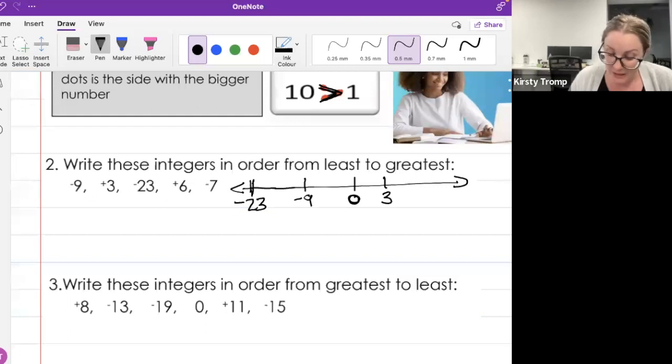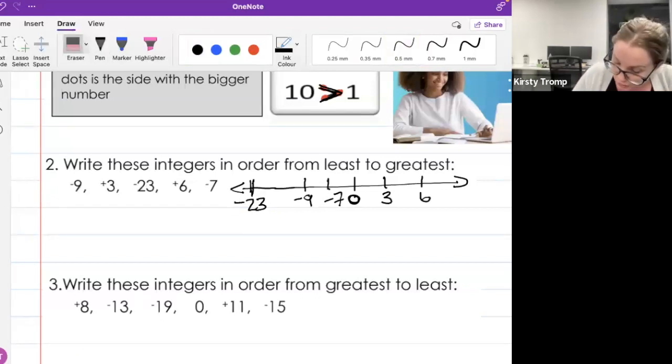My next number is +6, so 6 will be somewhere about there. And the last number they've given me is -7. If I look at -7, I know that -7 is going to fall somewhere before -9. Just to make sure that I don't confuse myself, I'm going to scratch out the 0 because there was no 0 in my numbers. I just used it to help me out.